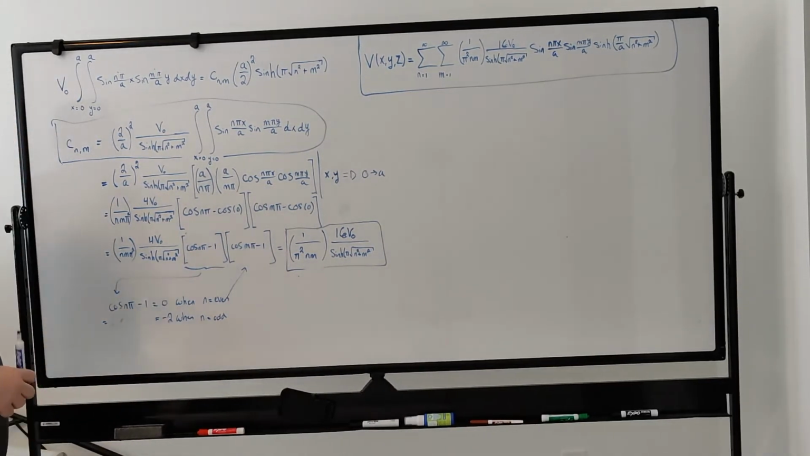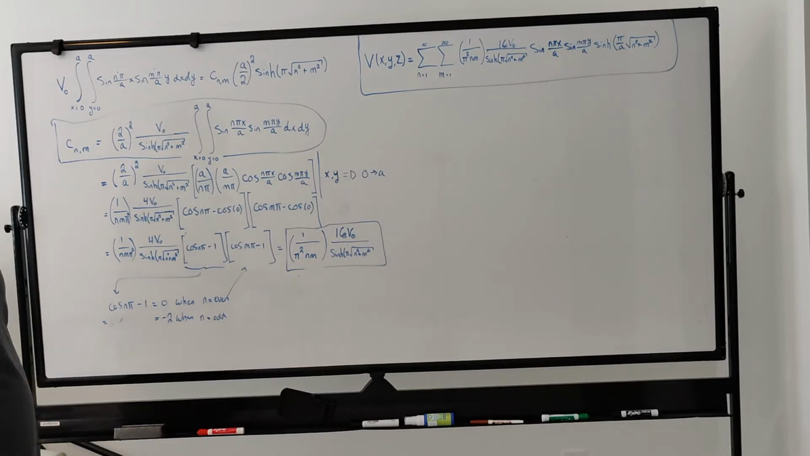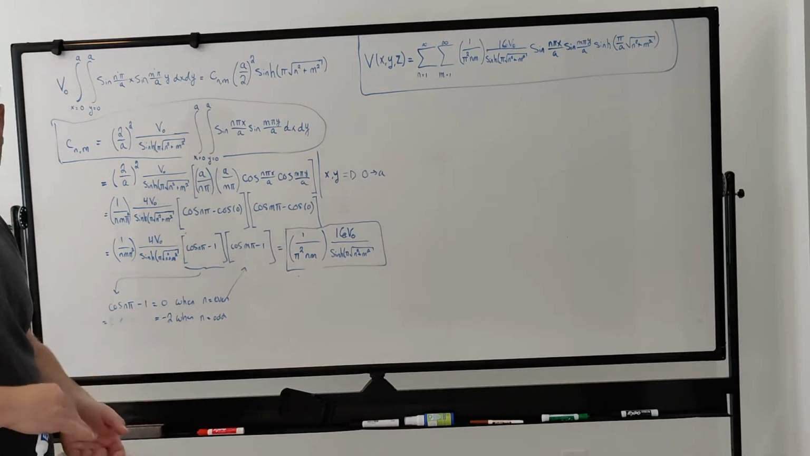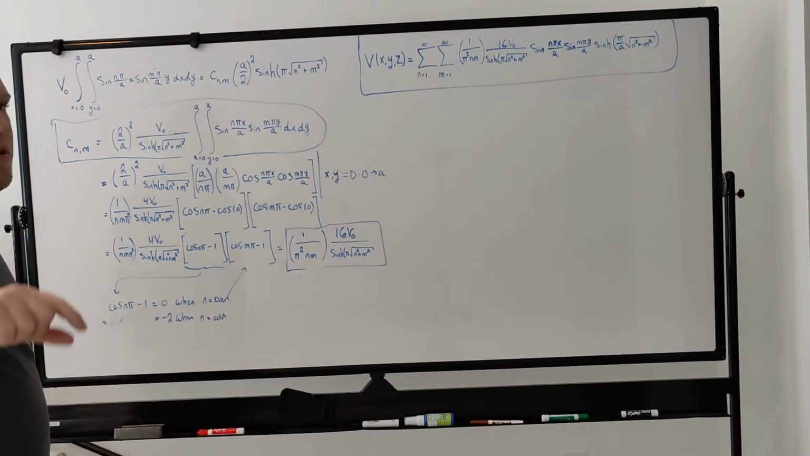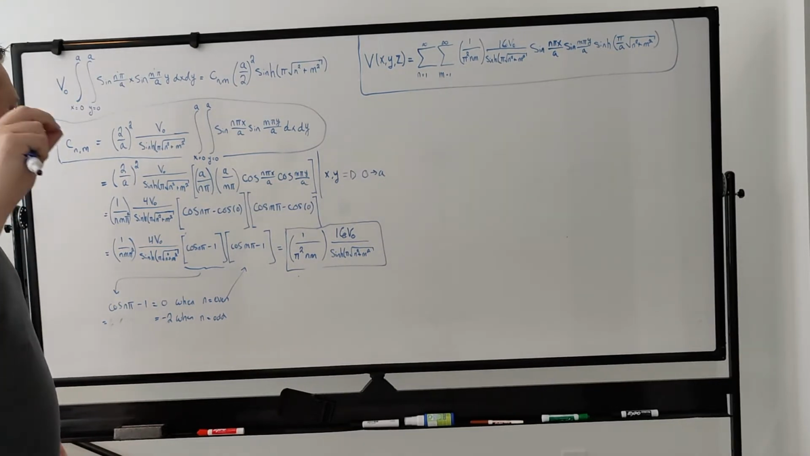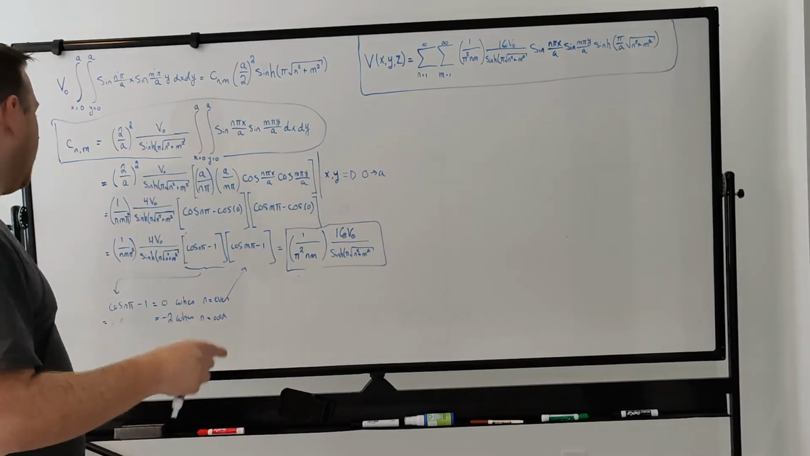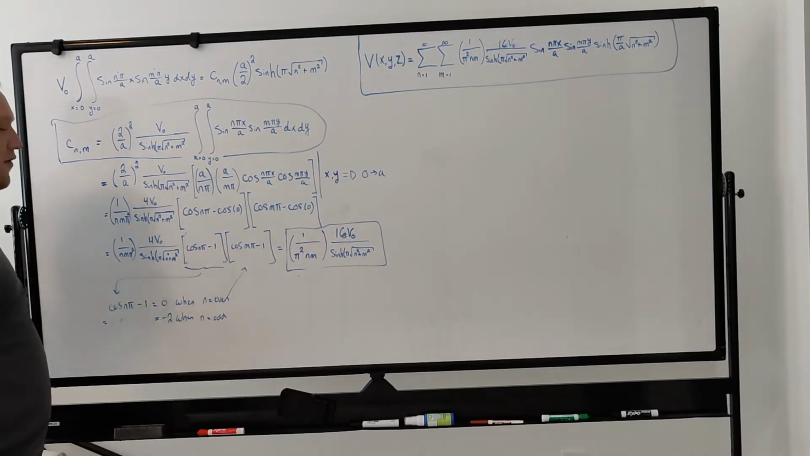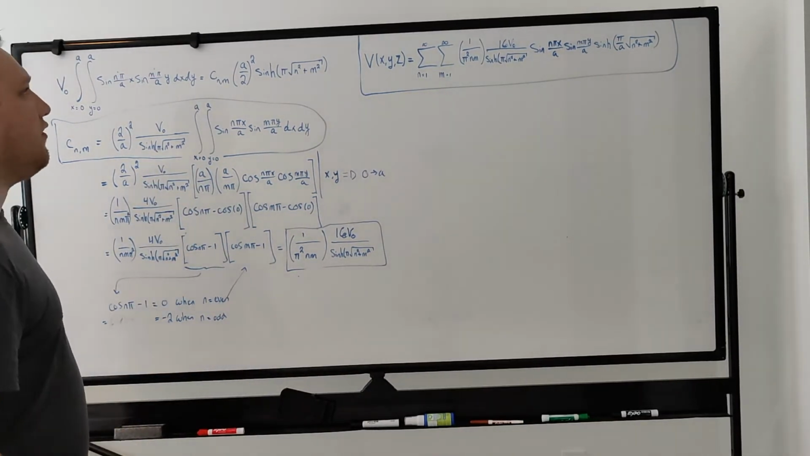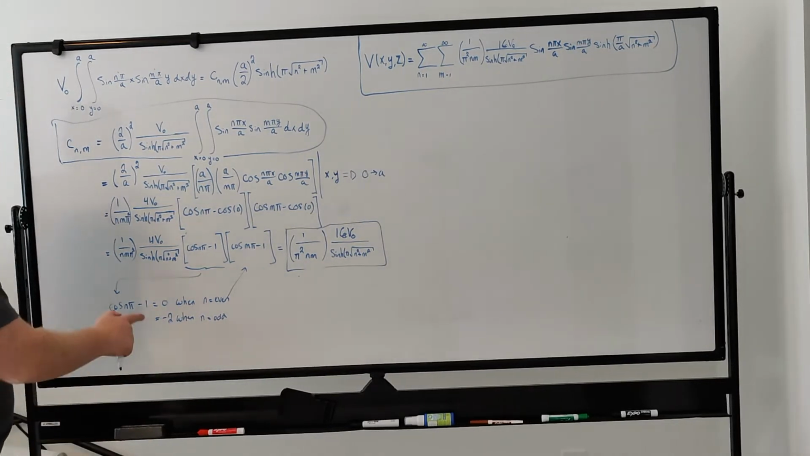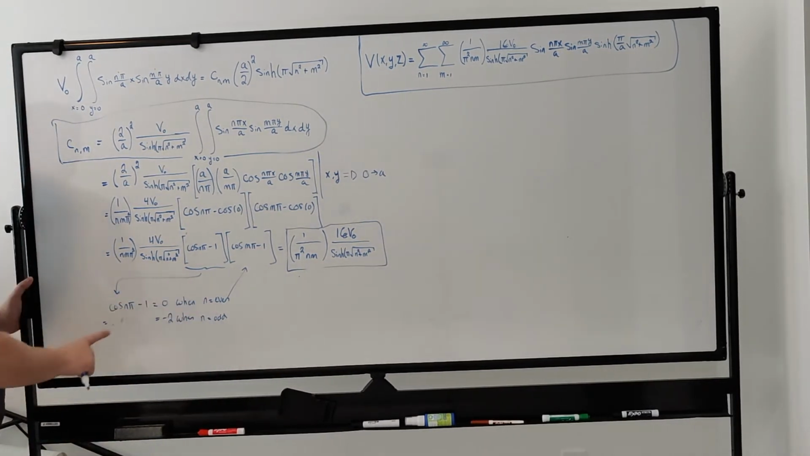So when n is even, you have integer multiples of 2 pi, 4 pi, 6 pi, 8 pi, which is just the same point on the unit circle. And cosine of that is just 1. So you get 1 minus 1 here for every even integer of pi. So when n is even, it's 0.